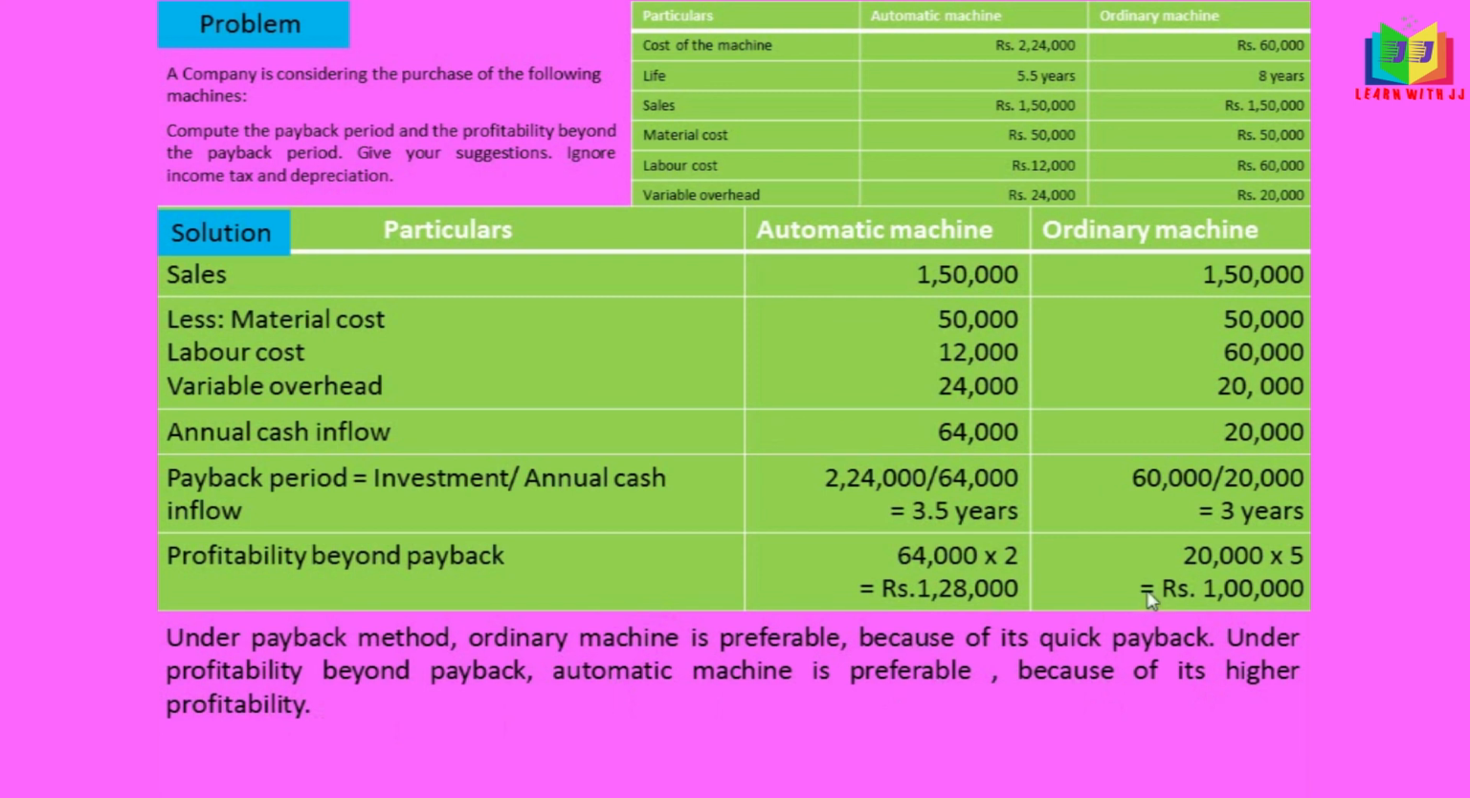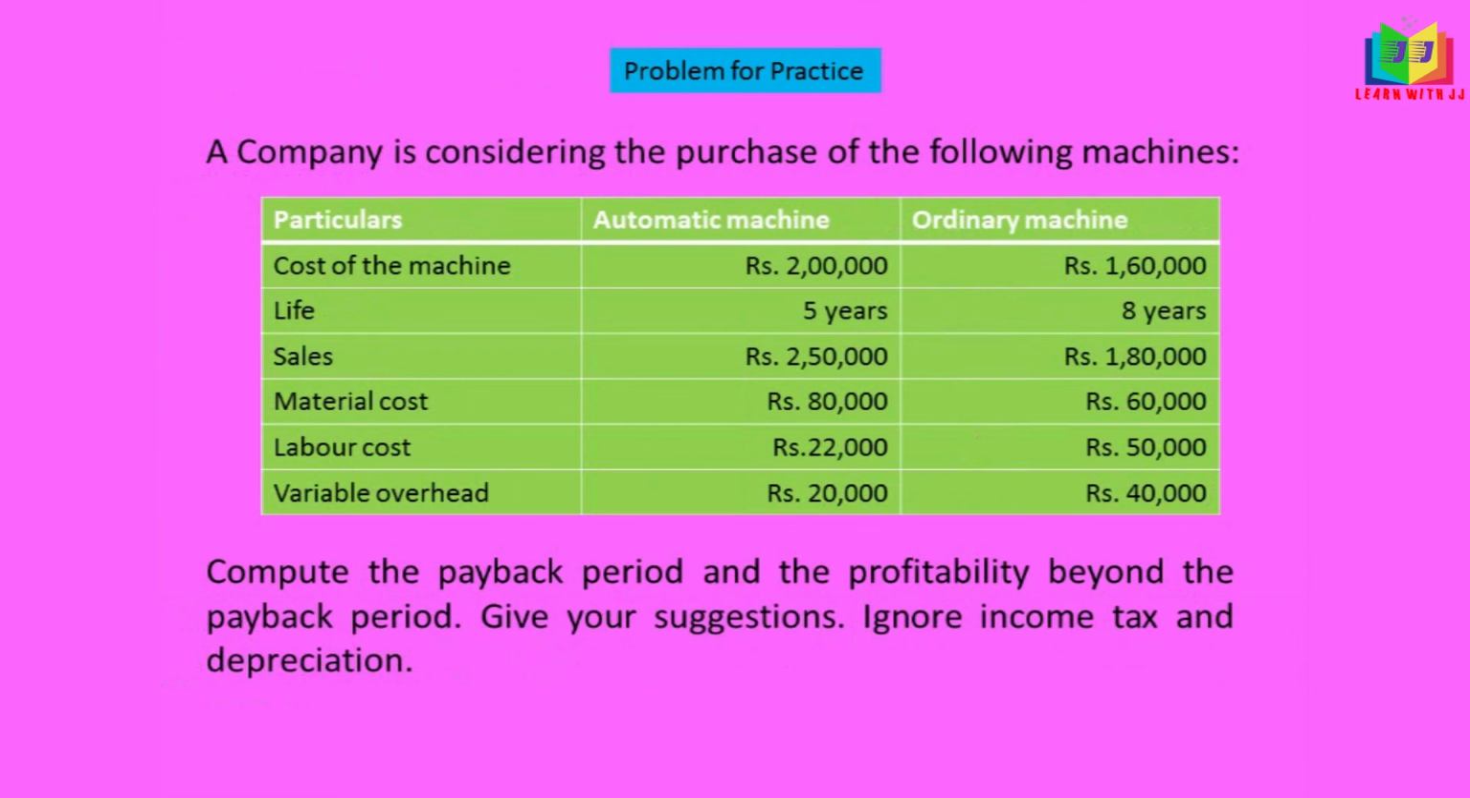From this you can identify, right? This is 1,28,000 and this is 1 lakh. Comparing this gives higher profitability. I hope now you can find out the payback period as well as the profitability beyond the payback period, right? And I have given you a small problem for you to practice.